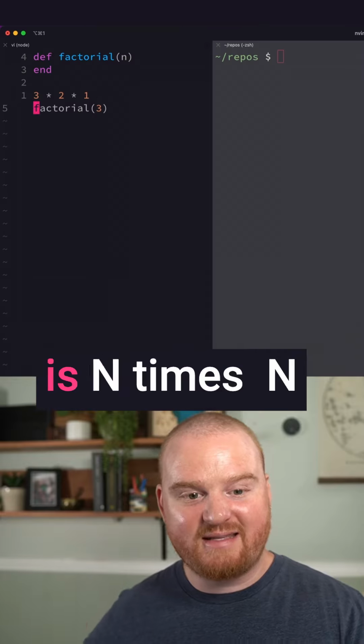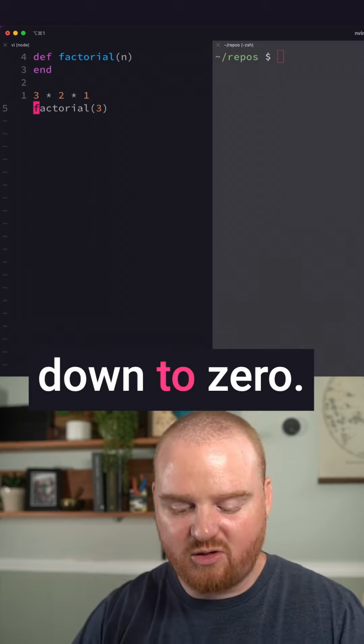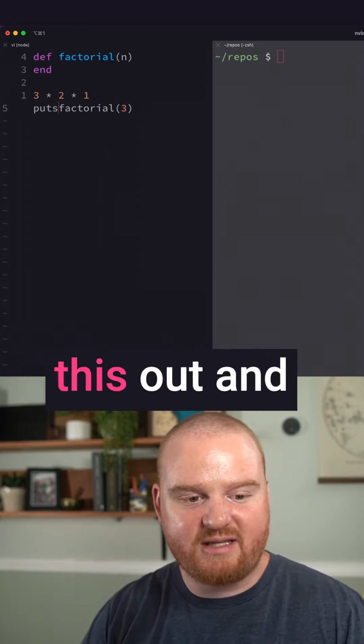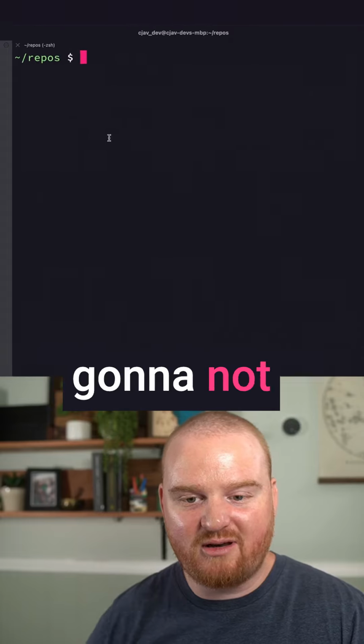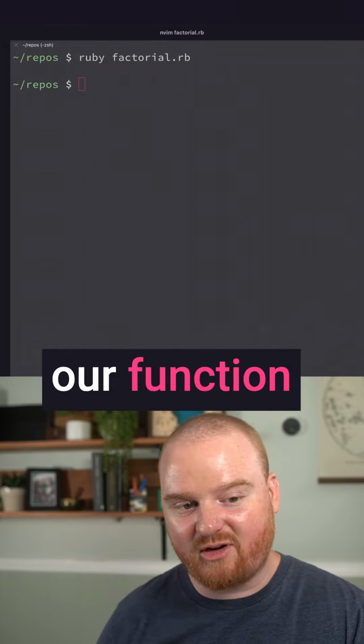So factorial is n times n minus 1 until we get all the way down to 0. And so we're going to print this out. And to start, it's going to not print anything. So we'll say Ruby factorial, and we get nothing back.